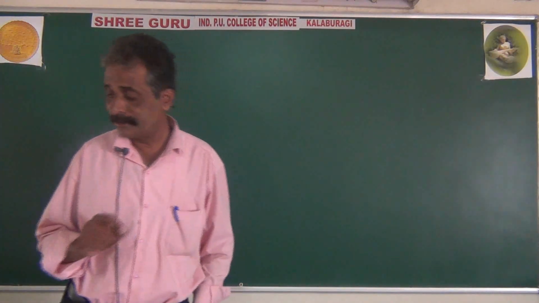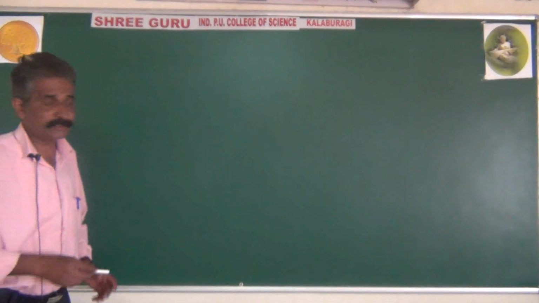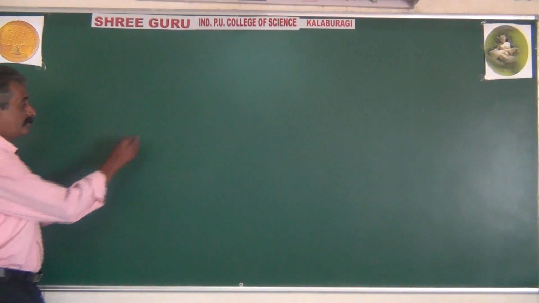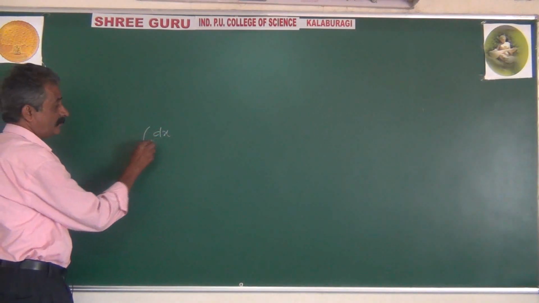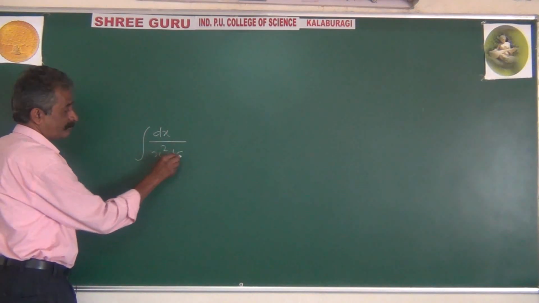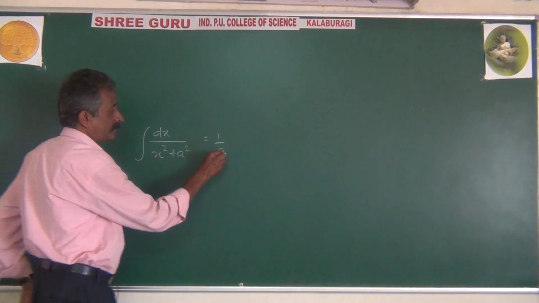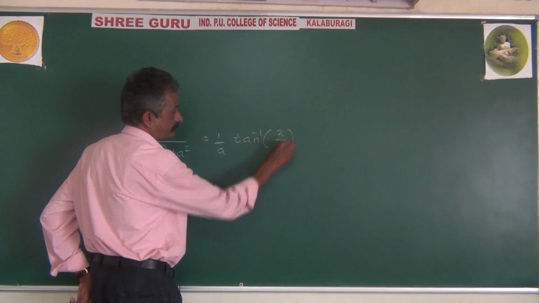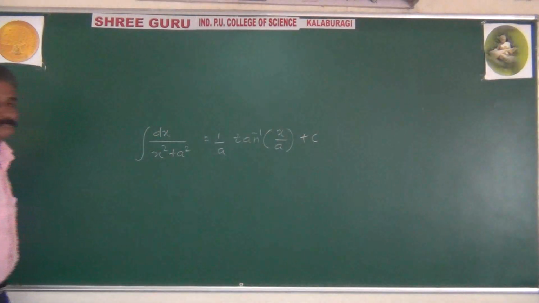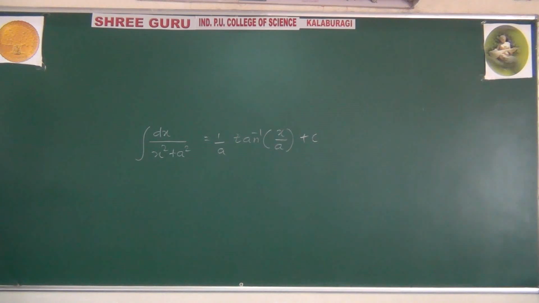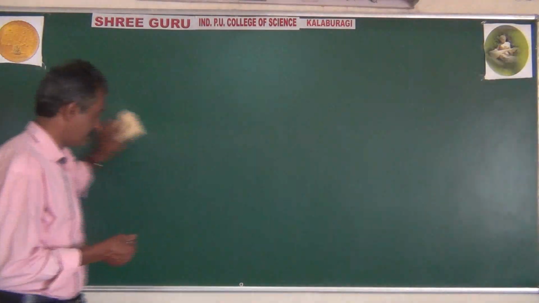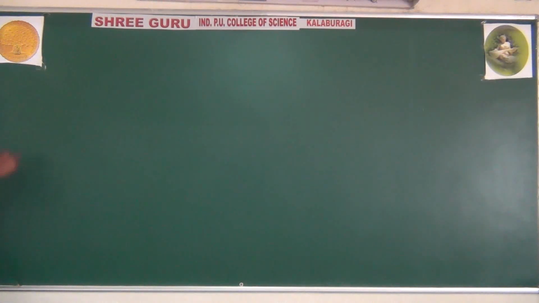Six standard integrals. In the last class we have seen the first one, which says that integration of dx divided by x square plus a square equals 1 by a into tan inverse of x by a plus c. Still we have 5 more standard integrations, and all these are very important for 5 marks as far as the theory examination is concerned. So write the second one out of 6.